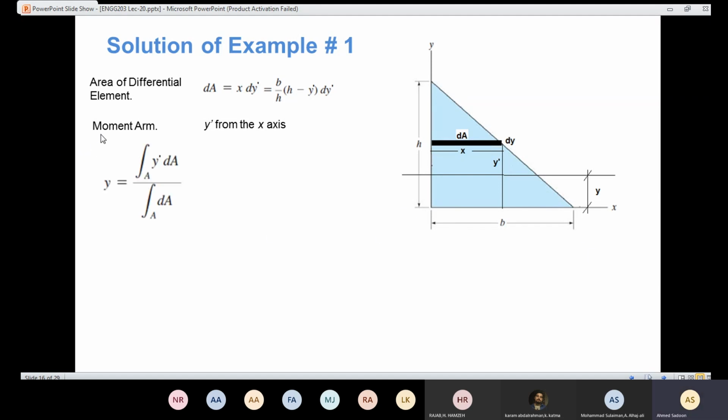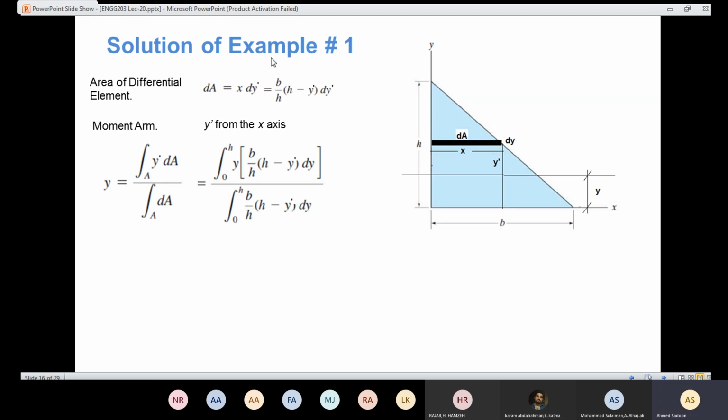Now, this formula, we learned that the area centroid in the y-axis is going to equal the integration of y dash dA over the integration of dA. Integration of dA is the area of that triangle. So now we have the expression for dA, which is here. Y dash or y hat is here. So y hat is going to be as it is, while dA is going to be that value here.